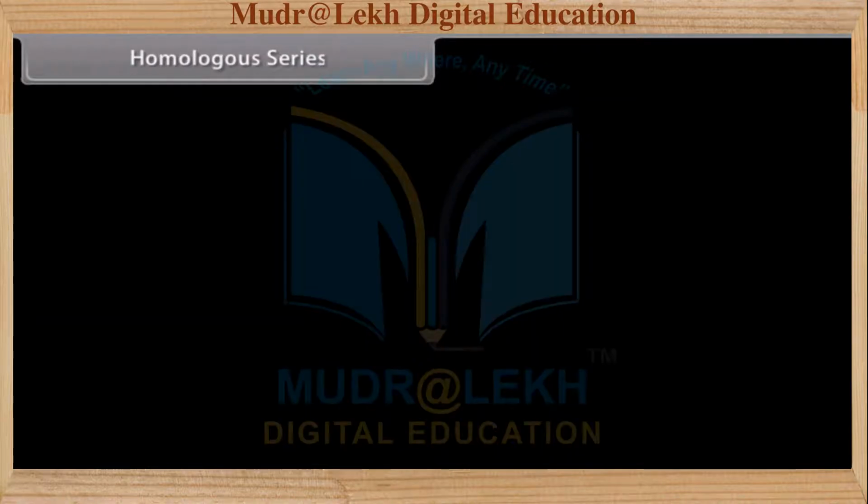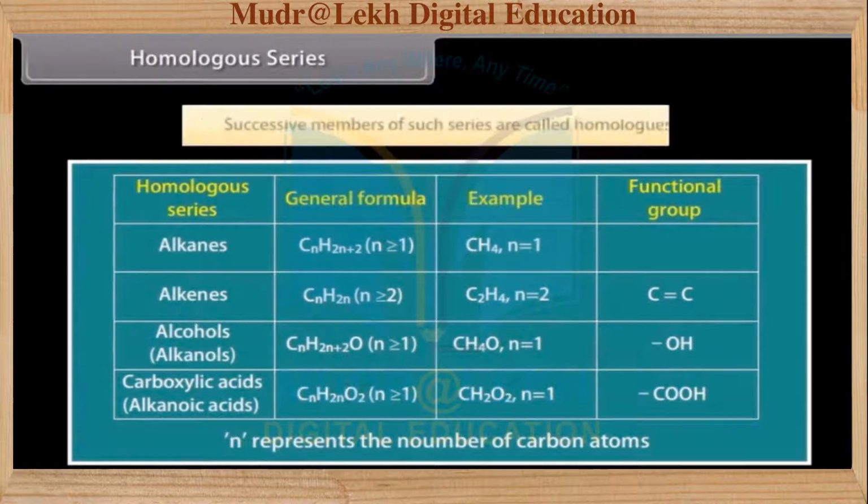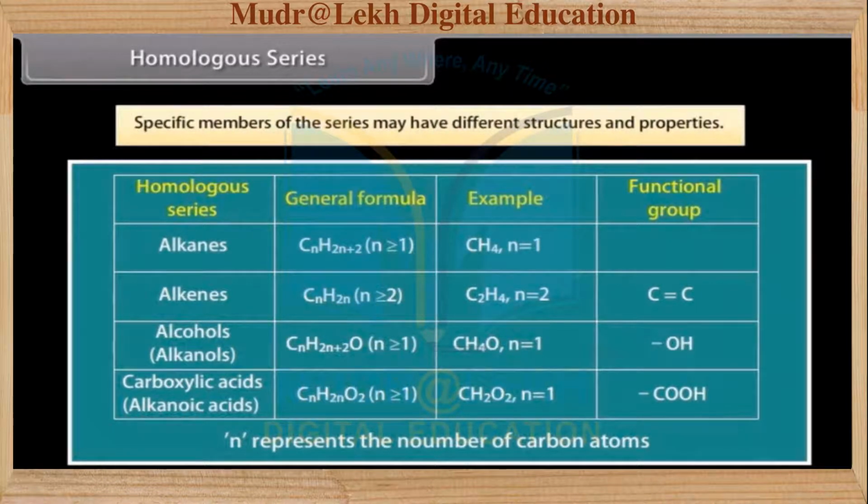Homologous series. A homologous series is a series of related chemical compounds that have the same functional group. These differ in formula by a fixed group of atoms. The successive members of such a series are called homologous. Even though the general formula remains constant in a homologous series, specific members of the series may have different structures and properties. However, the reactivity usually remains the same.